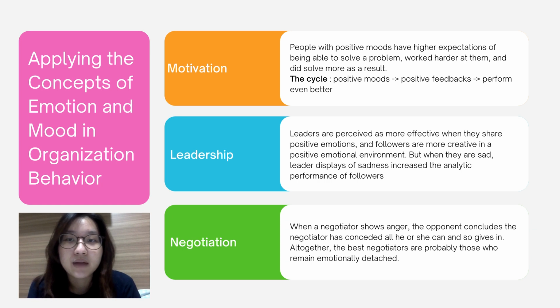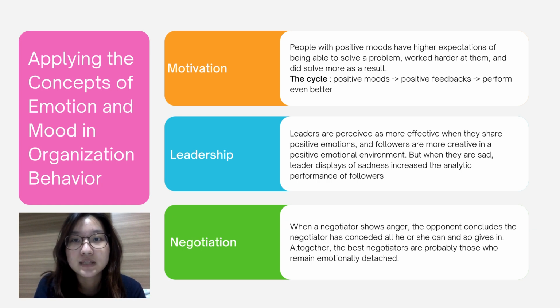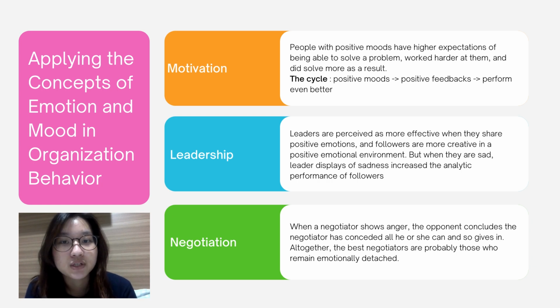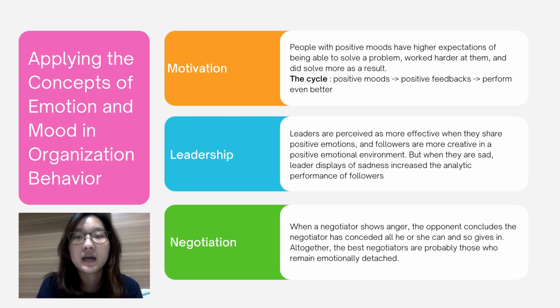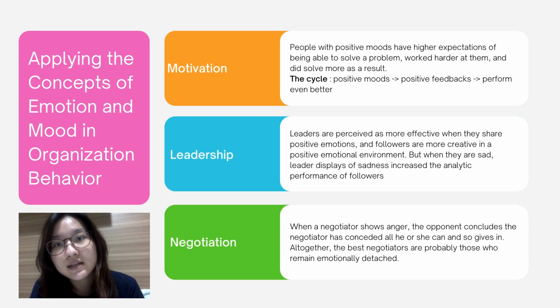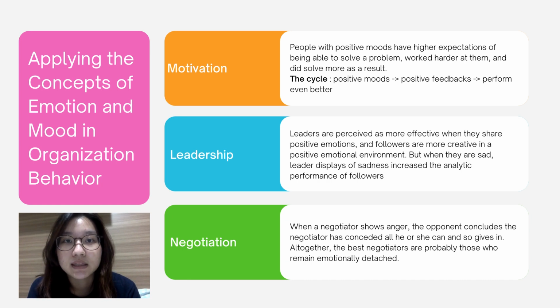And then five is leadership. Leaders are perceived as more effective when they share positive moods. Why? Because their followers are more creative in a positive emotional environment. But what happens when leaders are in negative moods? When leaders are in negative moods, leaders usually display it to increase the analytic performance of the followers, perhaps because followers actually attend more closely to tasks to help the leaders.